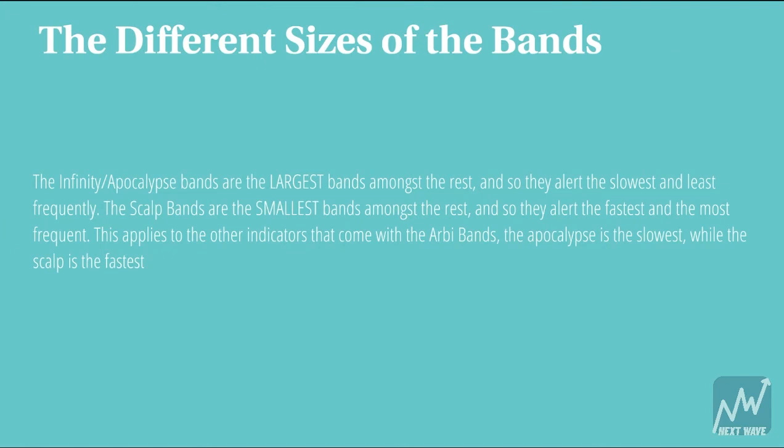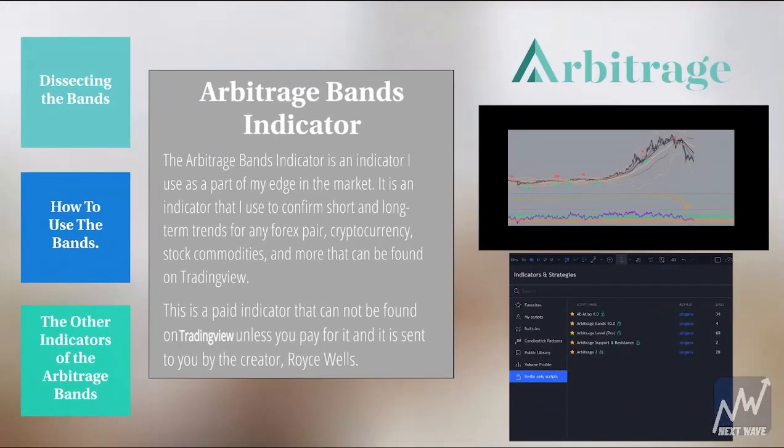The Infinity or Apocalypse bands are the largest bands amongst the rest, and so they alert the slowest and least frequently. The Scalp bands are the smallest bands amongst the rest, and so they alert the fastest and the most frequently. This applies to the other indicators that come with the RB bands as well. The Apocalypse is the slowest, while the Scalp is the fastest. And that is Dissecting the Bands.